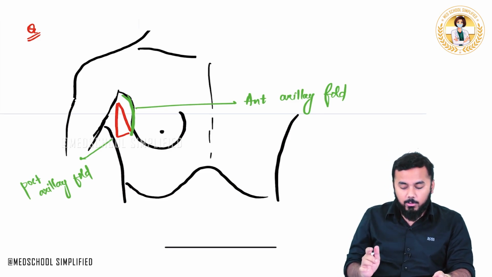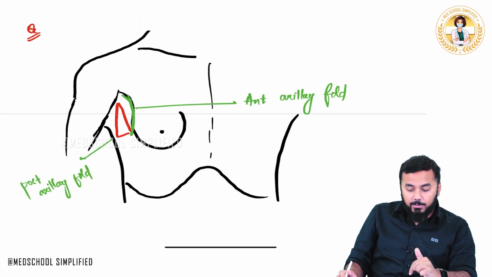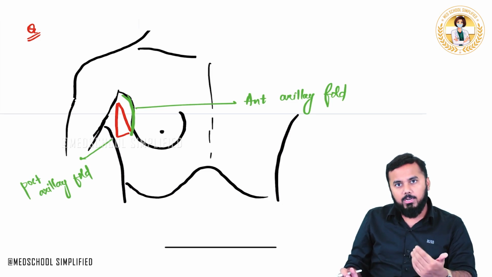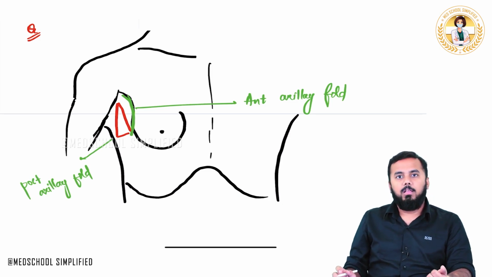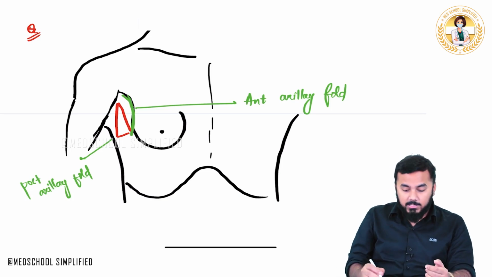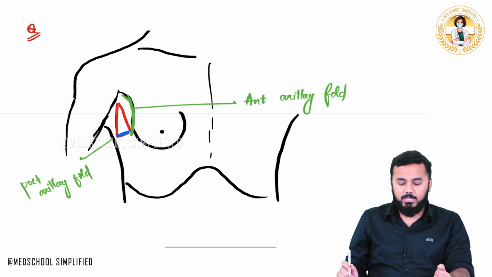So where do I puncture to drain the abscess? I puncture in between the anterior and posterior axillary folds. Will you puncture at the apex, at the walls, or at the base? I will puncture at the base region.